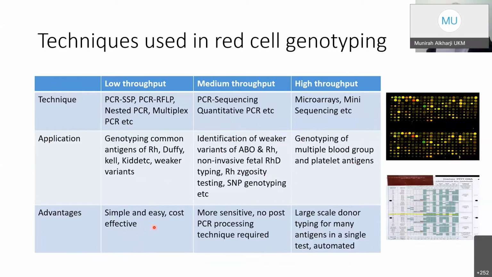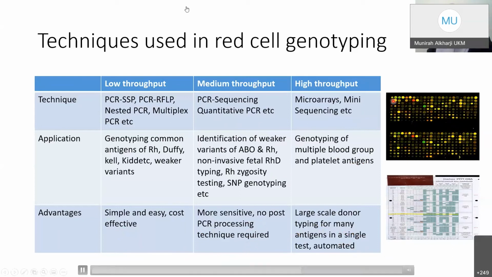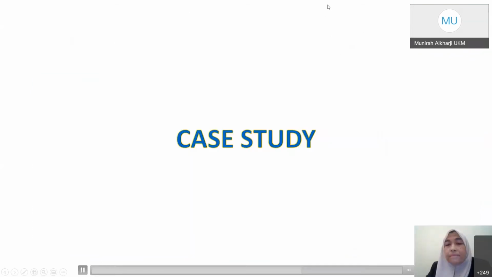For the advantage, low throughput is simple, easy and cost effective. Medium throughput is more sensitive, with no post-PCR processing required. High throughput is very large scale donor typing for many antigens in a single automated test. Like this is an example of the microarray. From the chip, we can get about 37 blood group antigens for the patient. Now we go to the case study.